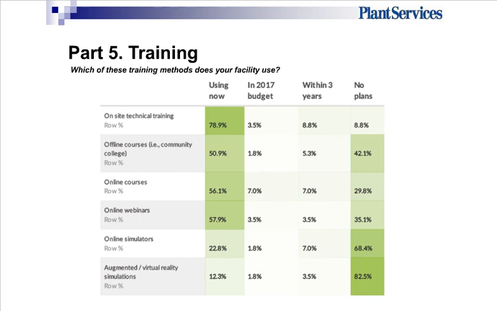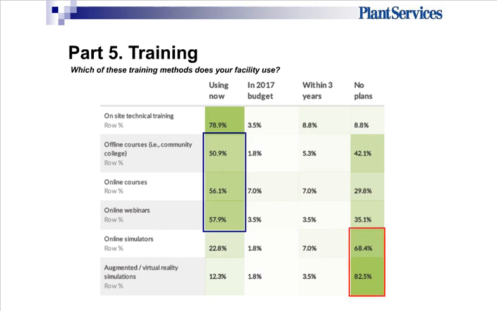Finally, the last question on this survey is, what training methods does your facility use? And what we were really trying to tap into here was, to what degree are digital technologies like simulators and augmented reality starting to have an effect? If you look at this box here, you see 80% using on-site training. With the next 3 items, offline courses, online courses, and online webinars, it's a tale of 2 camps. Either you are or you aren't, 50-50.